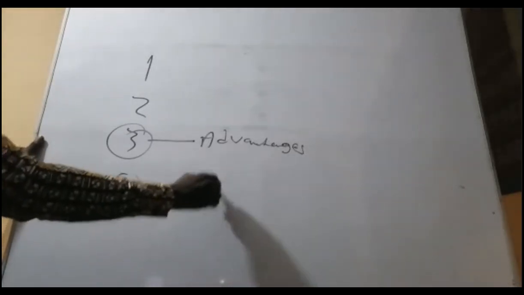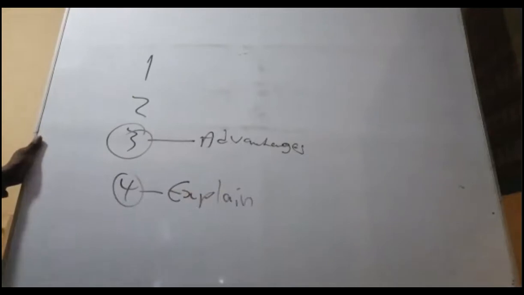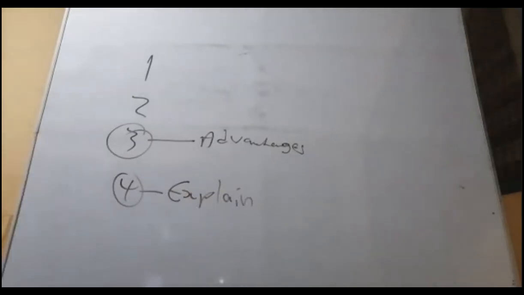Number 4, explain how the implementation process or the challenges could be resolved. So explain how the challenges stated above could be what? Resolved. Could be resolved. So that is the 4 questions. We are done.